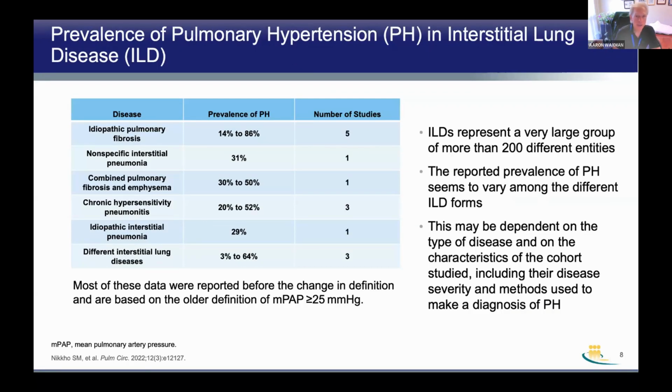And when we think about the literature that's out there, importantly, when we think about interstitial lung diseases, it's a very wide, broad group of lung diseases, of which there are upwards of 200 different entities reported. The prevalence of pulmonary hypertension is variable among those different entities. And I think a lot of this may be dependent on the type of disease and on the characteristics of the cohort studied, including their disease severity and methods used to make a diagnosis of pulmonary hypertension. And that's really important in that the true diagnosis requires a right heart cath, but many times this is based on echocardiography.